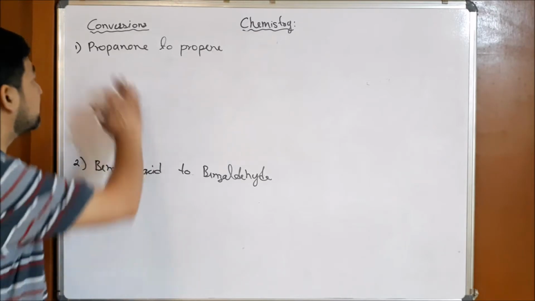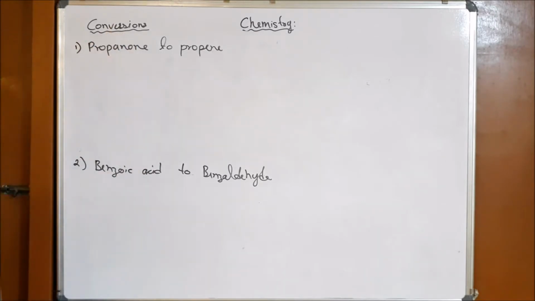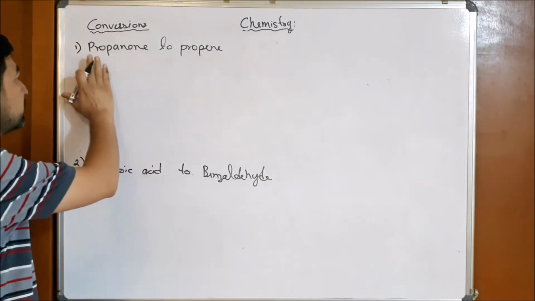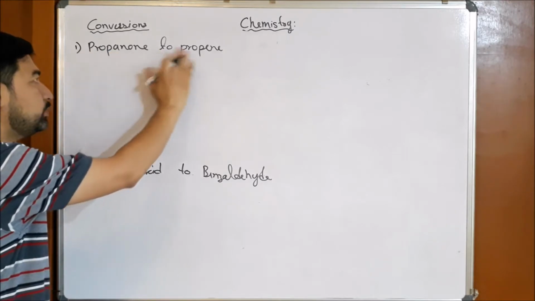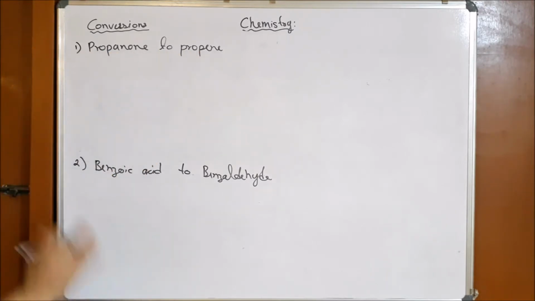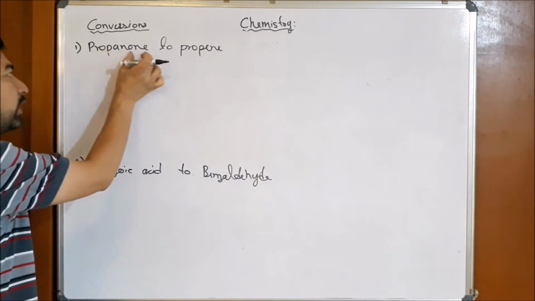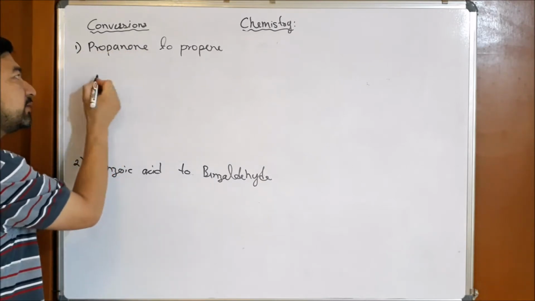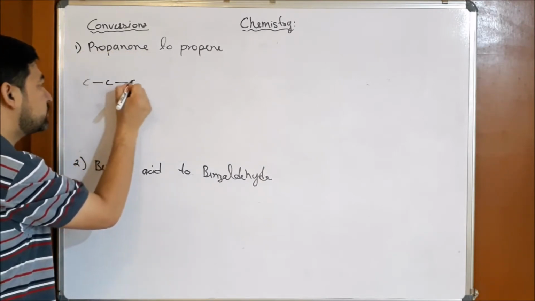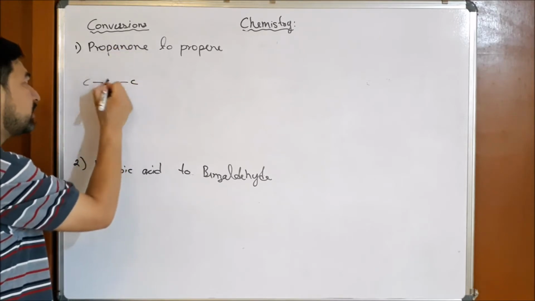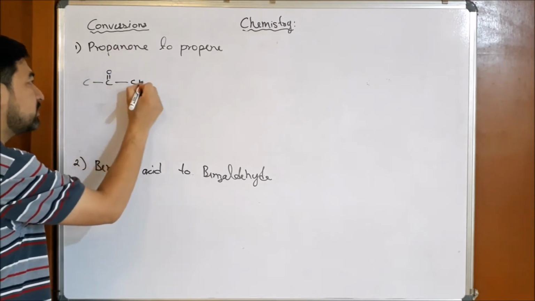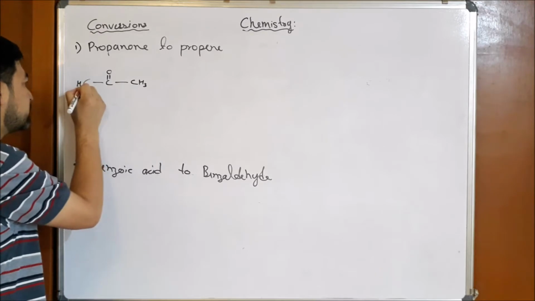So we'll continue with our conversions. I have taken these questions. First, you have to convert propanone to propene. Okay, so we'll draw the structure. Propanone means a ketone group is there. Propane is 3 carbon, so we'll have 1, 2, 3 carbon. The ketone is obviously at the center, so it's CH3, CO, CH3.